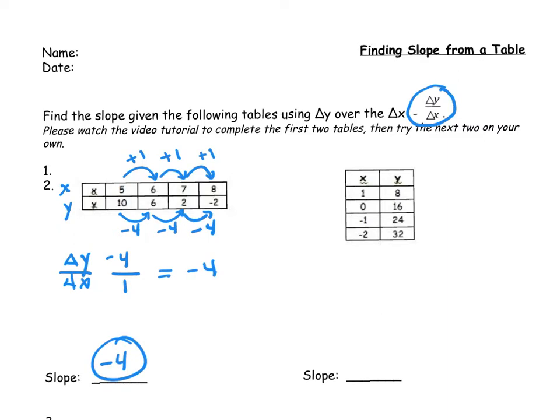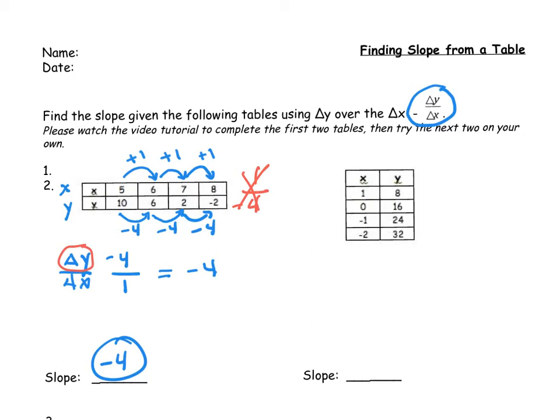The most common error on these horizontal tables would be to write it as 1 over negative 4. And as you can see, that's the way we look at it, but that is incorrect. Slope is always the change in y over the change in x.